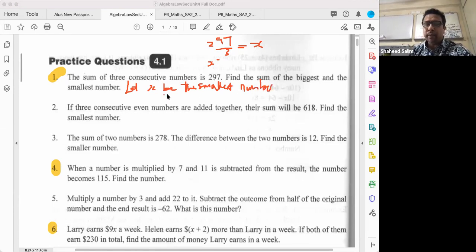So the numbers are x. Then the next one is x plus 1. Remember that? Then the next one is x plus 2. These are the 3 numbers. Because if this is 8, next one is 9, right? 8 plus 1, 9. Then 8 plus 2, 10. Can you see that? Now this one, you must add all 3 of them is equal to 297.